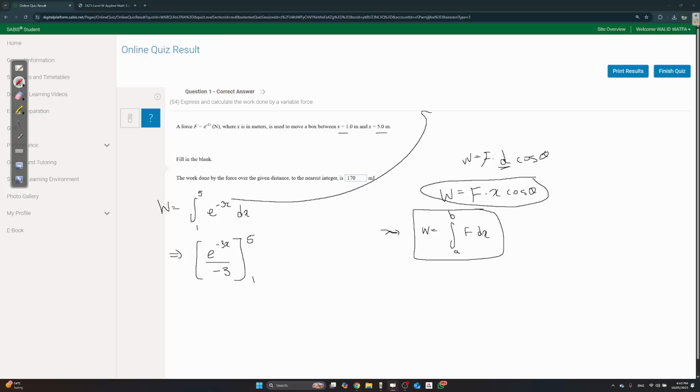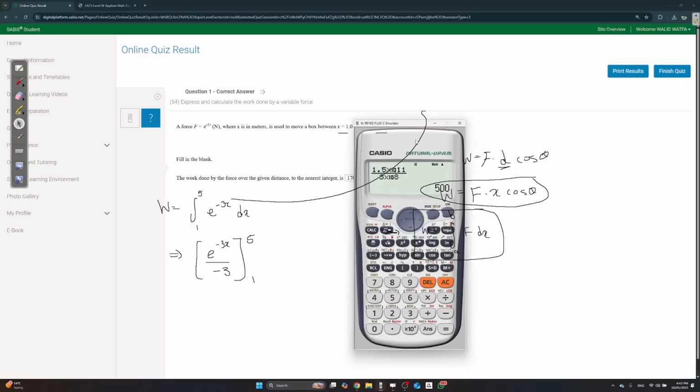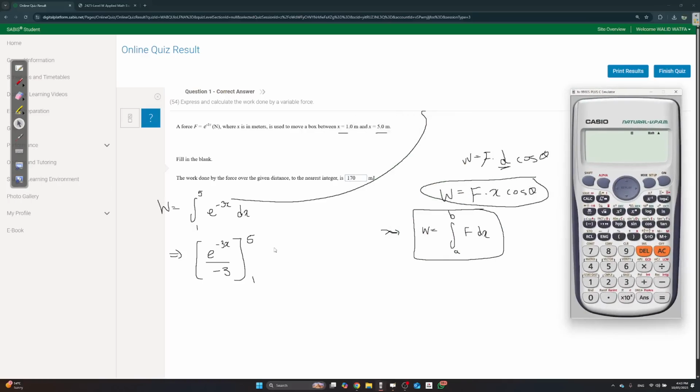In case you forgot, the integral of e to the u dx is equal to e to the u over u prime, plus c, of course. This is the rule for the integral of e to the power of u. Anyways, so you get this, and you just put it in a calculator. That means e to the negative 3 times 5 over negative 3, minus e to the power of negative 3 times 1 over negative 3.